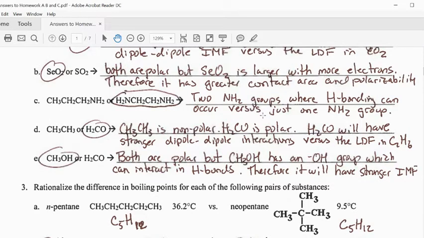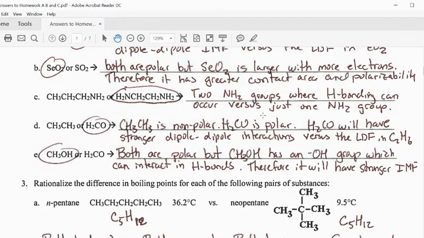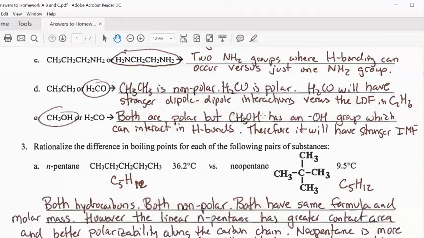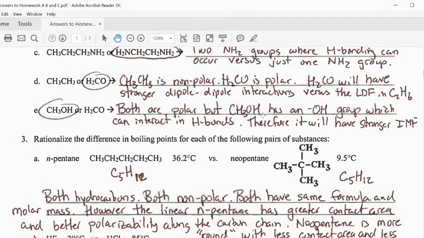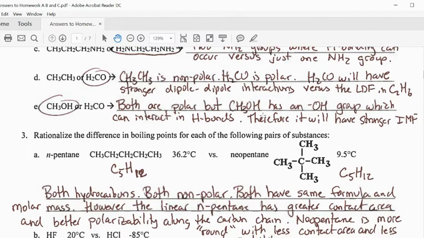In D, we have ethane, which is nonpolar, and we have what's H2CO? That's formaldehyde, which is very polar. So formaldehyde, the H2CO, would have stronger dipole-dipole interactions. All right, and we draw the next one, CH3OH versus H2CO3. Both are polar, but CH3OH, the OH is going to allow for hydrogen bonding. All right, and they often try to hint at the way it's supposed to be put together.